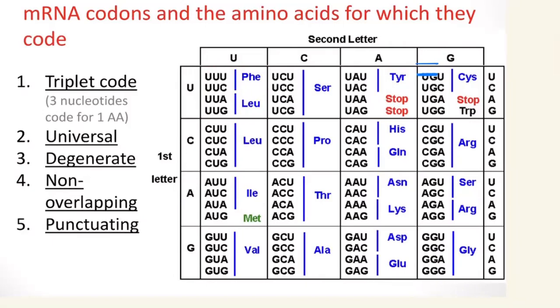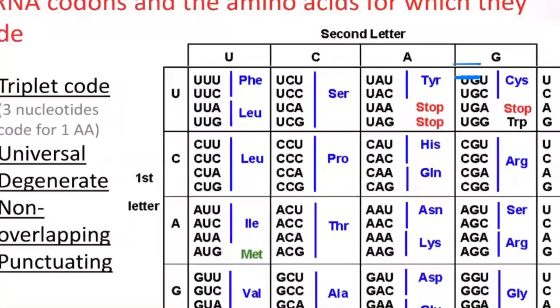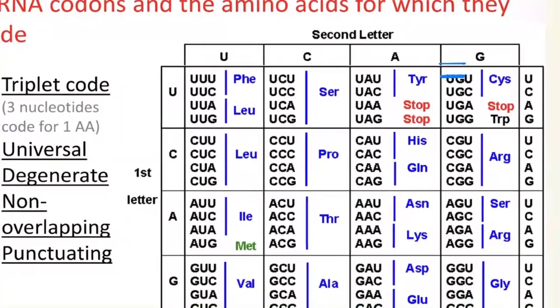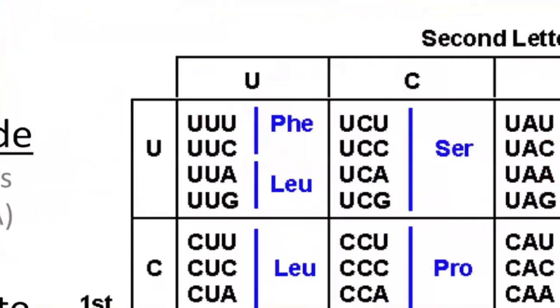ठीक है? अच्छा. और इसमें हमें ये भी नजर आ रहा है कि there are more than one codon that codes for the same amino acid. कैसे? Let's zoom into it. For example, UUU and UUC both are coding for phenylalanine. ठीक है? फिर UUA and UUG both are coding for leucine and so on.